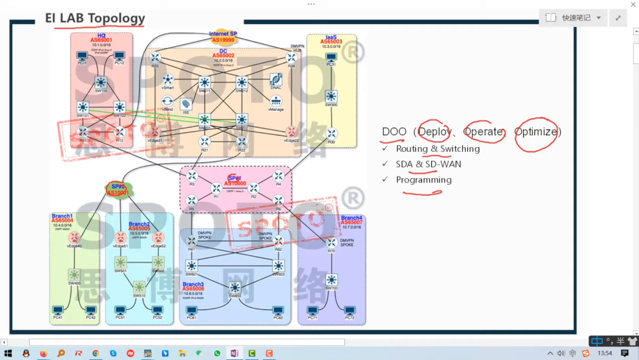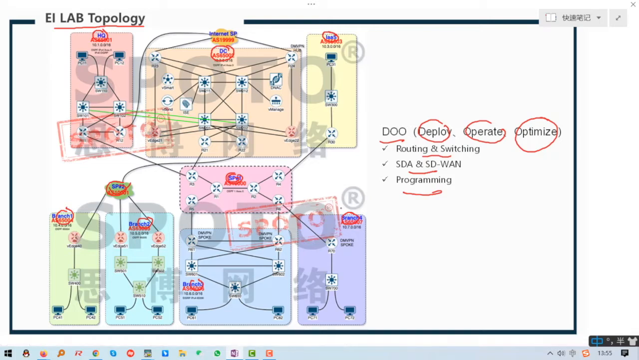And this part belongs to the HQ category, this module belongs to the DC category, and the module on the right belongs to IaaS. SP1 and SP2 are connected, and the corresponding four branches, branch 1, branch 2, branch 3, and branch 4, are below the SP.